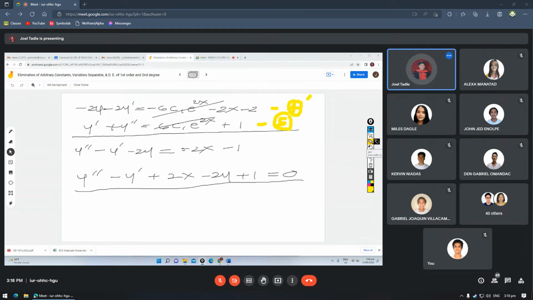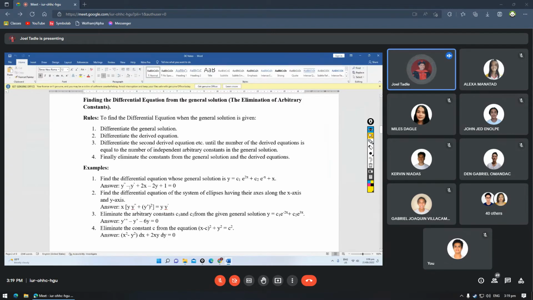So, any question? Nakuha rin nyo, guys? Mga tatanawon sa atong notes, guys. Mao ni siya nga answer, no? Y double prime minus y prime plus 2x minus 2y plus 1 equals 0. See? Mao good, no? Amazing.